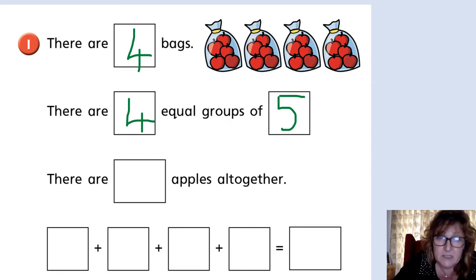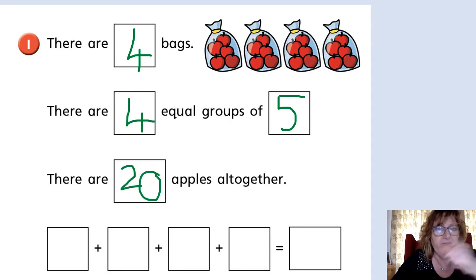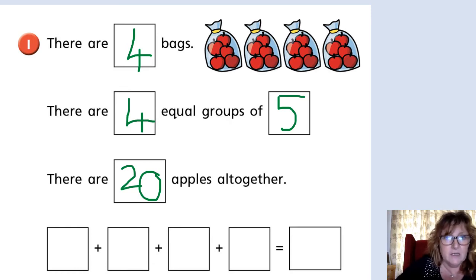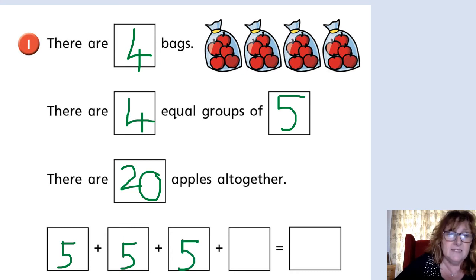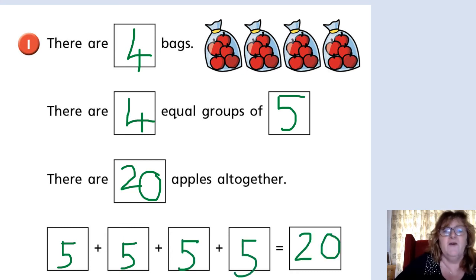You might have needed to use your 100 square to count in 5s, but you might also now be able to count in 5s. 5, 10, 15, 20. There are 20 apples altogether. And my repeated addition, my addition of equal groups, would look like 5, 10, 15, 20. 4 groups of 5 equals 20. Well done.